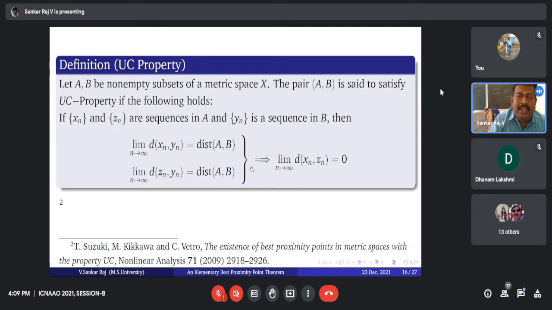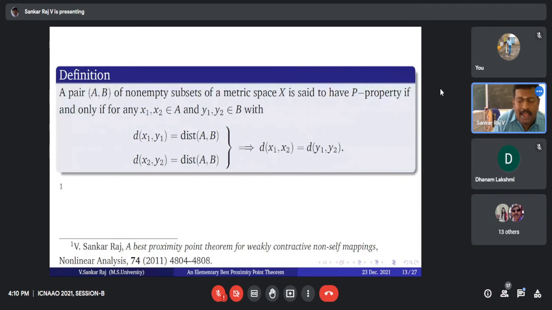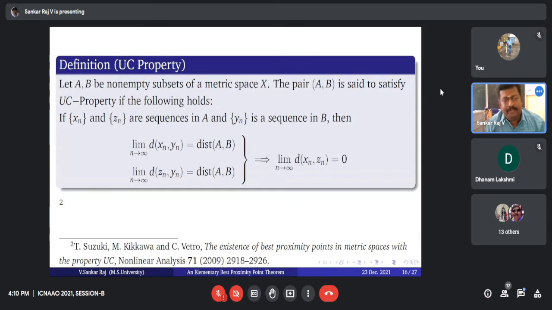Any uniformly convex Banach space has the UC property. This UC property was introduced by Suzuki et al. in 2009, and using this UC property they have proved many best proximity point theorems. Note that we have two different properties: number one, the P property, and number two, the UC property. These two properties are totally different. In some sense, the UC property may be considered as a sequential approximation of the P property.